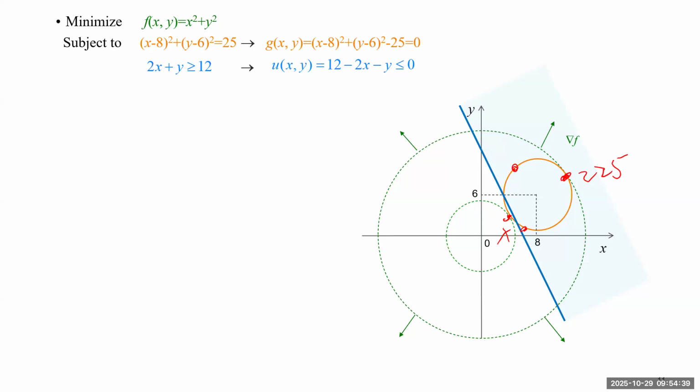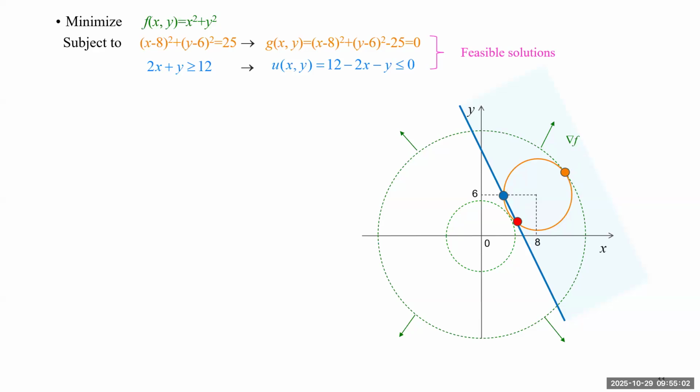Okay, let's try to use our method. So that's the feasible region, and if you solve the gradient vector, there will be some candidate solutions.